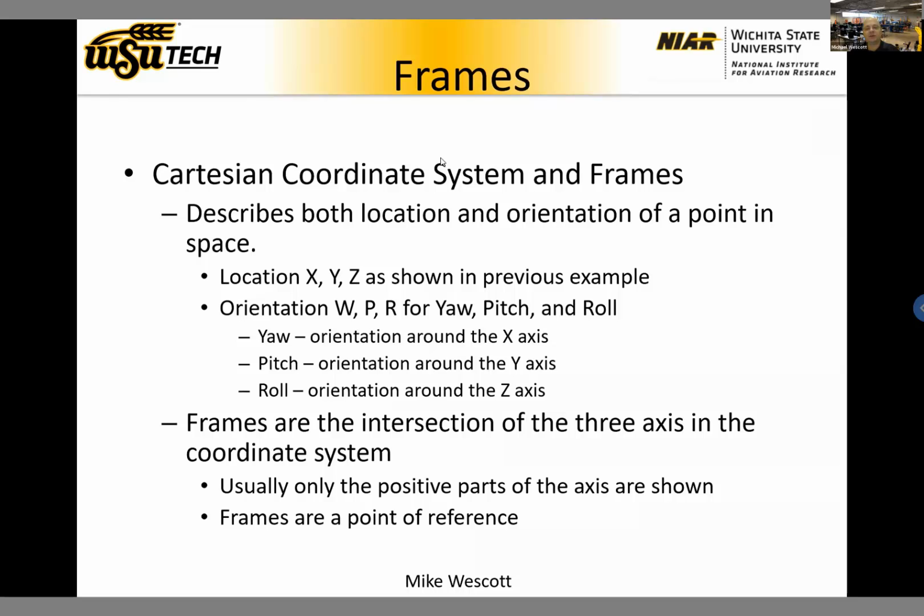Frames, again, are the intersection of all 3 of these axes. Usually when you represent a frame, you only represent the positive parts of the axis. And frames are a point of reference in space. So, for example, if I was looking at an object and we were both in the same room looking at that same object, you'd be standing in a different spot than me. So the orientation of that object would be a little bit off from what I'm seeing. That's commonly referred to as a frame of reference. The way you see the object and the way I see it are going to be a little bit different because we're standing in 2 different spots.